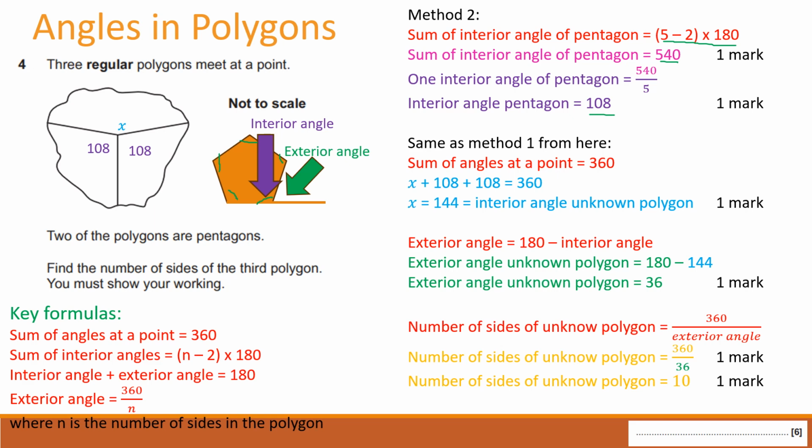The rest of the method, from where I'm drawing the green line again, downwards is exactly the same as what we did earlier. So you work out the interior angle of the unknown polygon, then find the exterior angle of the unknown polygon, which was 36, then put it into the formula for the number of sides, which is 360 divided by the exterior angle, which again will give me the total of the 6 marks and a side of 10 for my final answer.